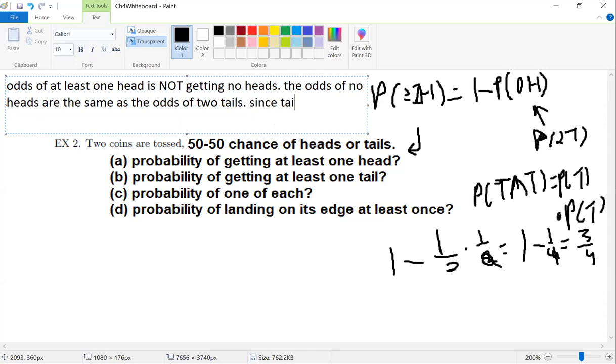Since tails and heads are independent of each other, we can use the shortcut number one. I showed you that, that's on your little sheet, right? So we can use that shortcut. And then from there, that's what I already have written out there. Yes.